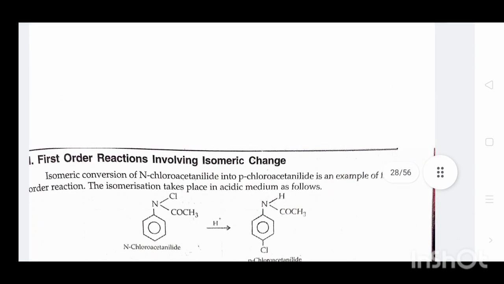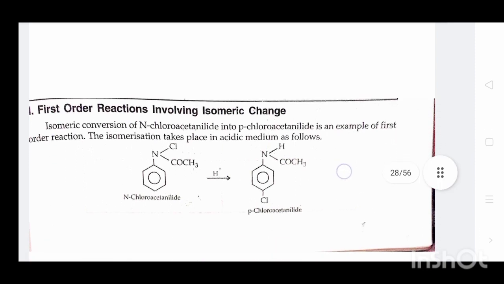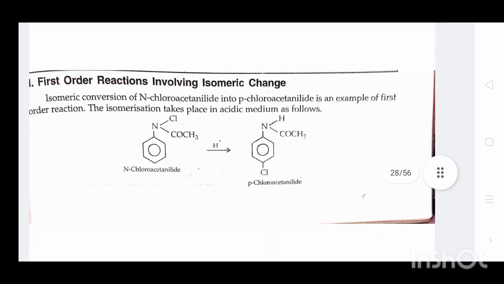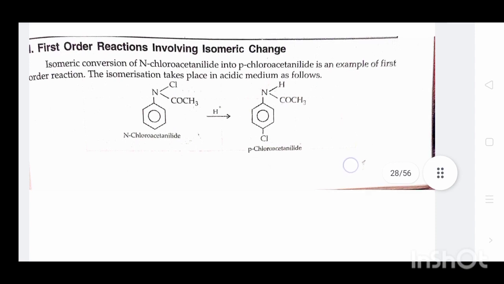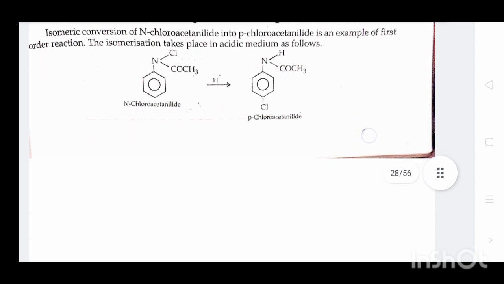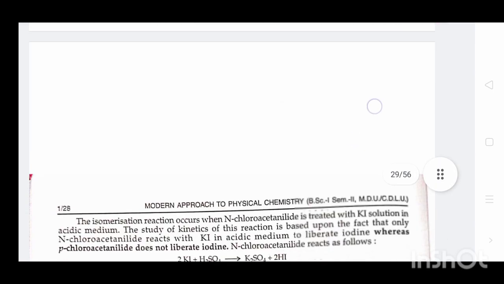And next is a first order reaction involving isomeric change. Isomeric conversion of N-chloroacetanilide into para-chloroacetanilide is an example of a first order reaction. The isomerization takes place in acidic medium as follows: N-chloroacetanilide in the presence of H+ gives para-chloroacetanilide.